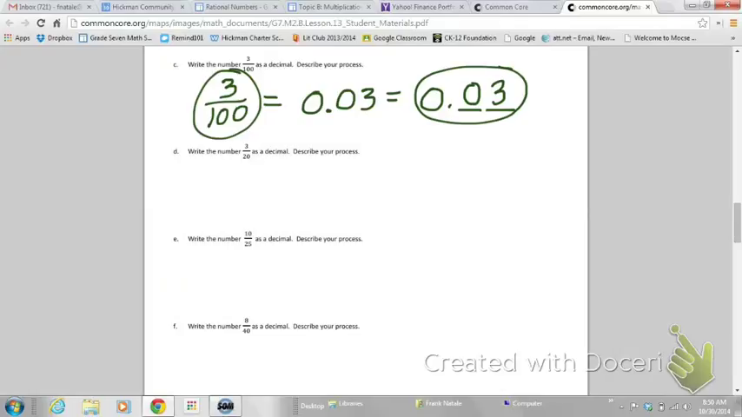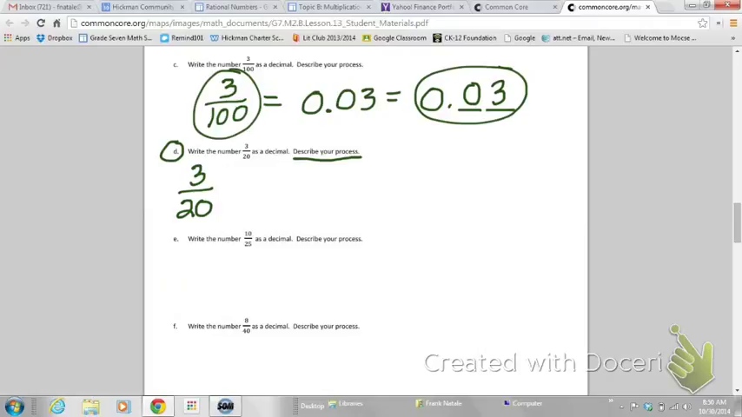Now you can see it gets a little more complicated. Here's D. Write the number 3/20ths as a decimal and describe your process briefly. I hate to bog you down with this, but it's really important that you put in some sort of words what you're doing and why you're doing it. We need to get used to this. It's something that's not going away anytime soon. So what I want you to do is wrestle with D, and come on back and let me see what you've done.